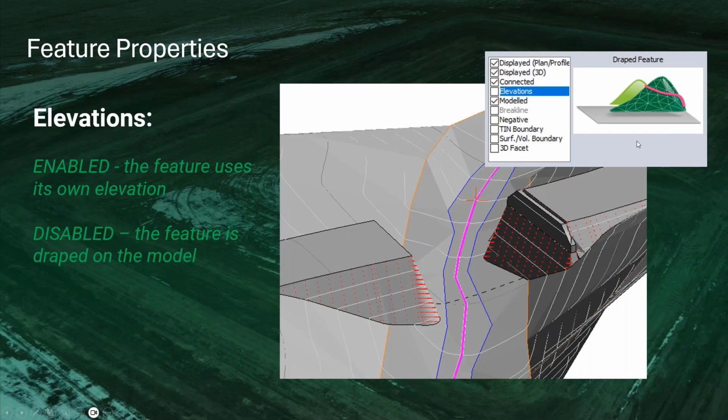When you're working with feature properties, I find it really useful to look at the cute little picture on the side. It helps us get a good sense of what that certain combination of feature properties is going to do to the feature. So if it's modeled, it's connected, it's displayed, but elevations are turned off, we're going to turn it into a draped feature.